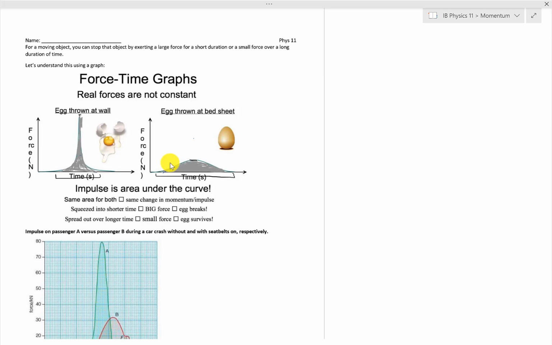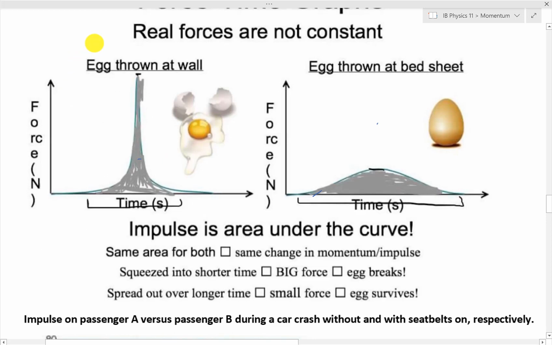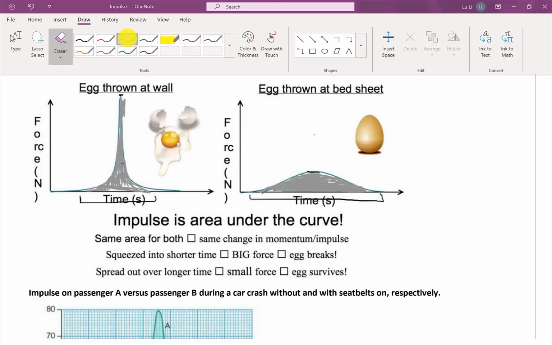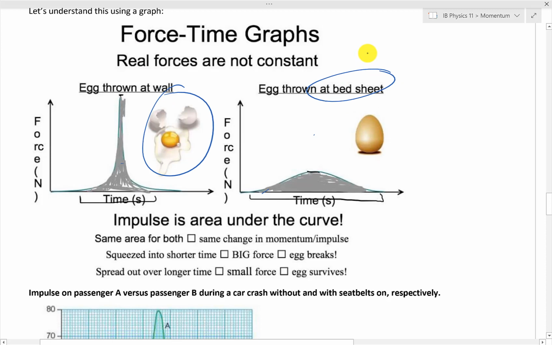To answer all of these questions, we're going to visualize this using a force time graph. This force time graph is on the egg throw, and so maybe some of you have done this experiment or have designed a structure to wrap around the egg, so that when you drop the egg from a tall building or a high place, it's not going to break once it hits the ground. This is very similar, but here we have an egg that is being thrown against a wall versus the egg thrown against the bed sheet. So either a wall here or a bed sheet.